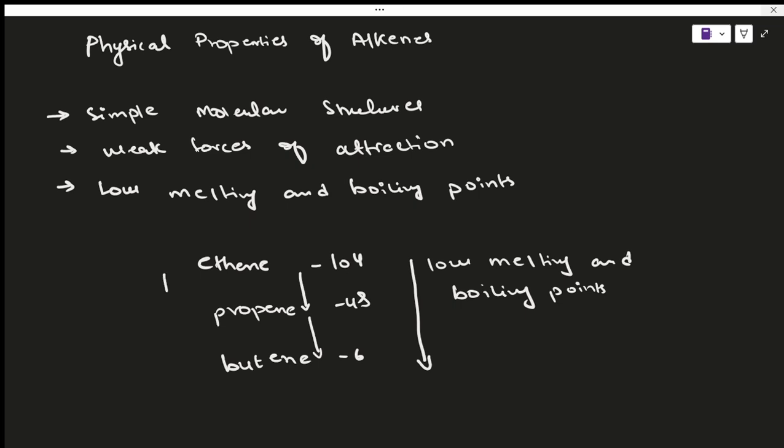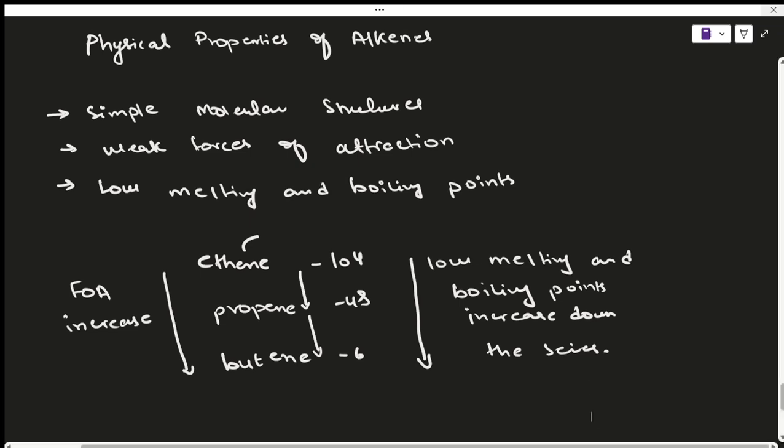And if I were to talk about the forces of attraction, as we go down the series, the forces of attraction increase, and that is also the reason why the melting and boiling points are increasing. Remember, when the forces of attraction are low, at ethene, the melting and boiling points are also low. But as we go down the series, the forces of attraction are increasing, and for that reason, melting and boiling points are also increasing. I'll just write it here. Increase down the series.